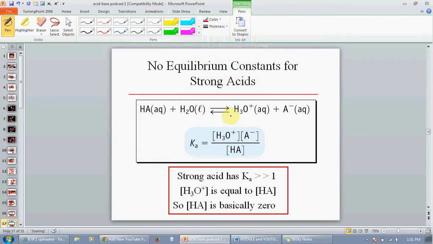If you have a strong acid, your equilibrium lies very far to the right. There's no equilibrium constant because essentially you're saying that you have 100% ionization and there is no HA. So mathematically, with a 0 on the bottom, you have an undefined value. So strong acids have Kas much, much greater than 1. The hydronium ion is equivalent to the original HA because you get 100% ionization.